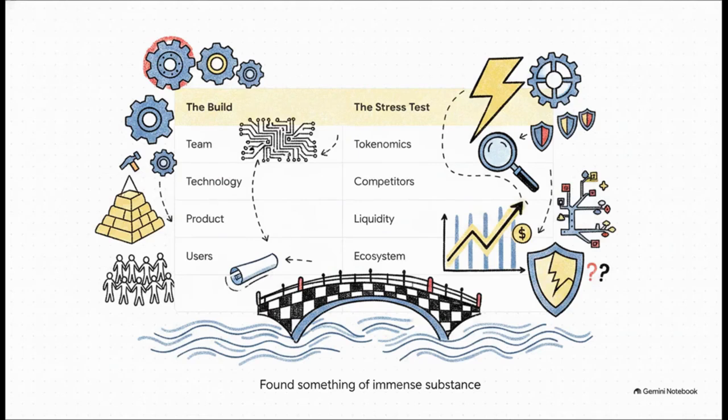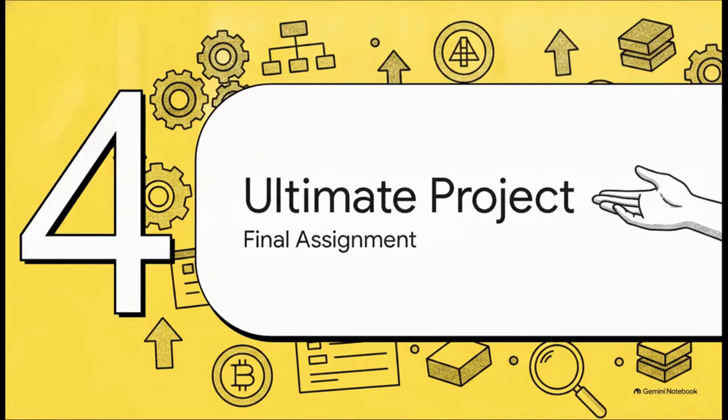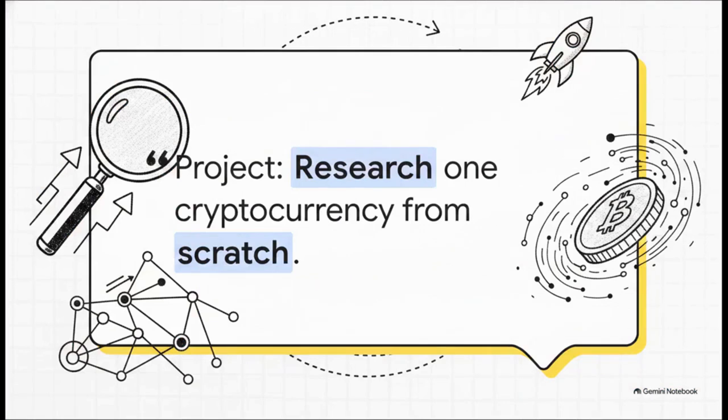So here it is, your complete 9-point master blueprint, visually balancing the core build on the left against the ultimate stress test on the right. If a cryptocurrency project can actually survive your intense scrutiny across every single one of these rows, from the team all the way down to the risks, well, you've likely found something of immense substance. Which brings us to the final section, your ultimate research project. This is the final assignment, exactly as it's laid out in the source text. Research one cryptocurrency from scratch.